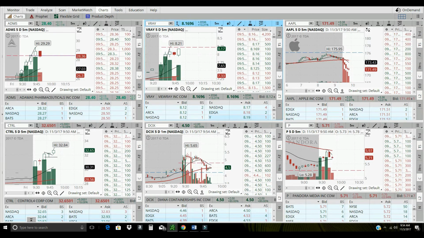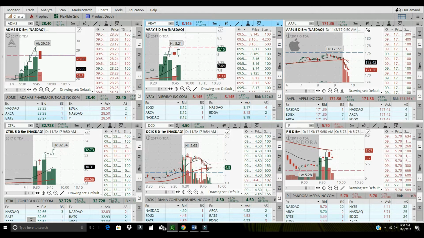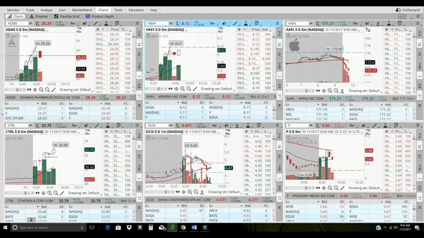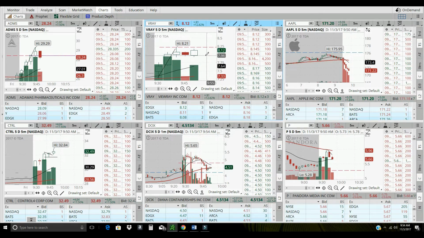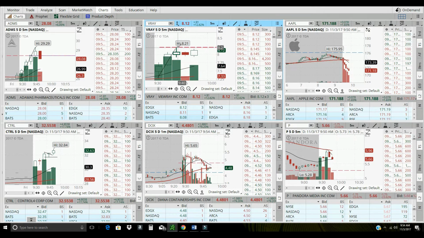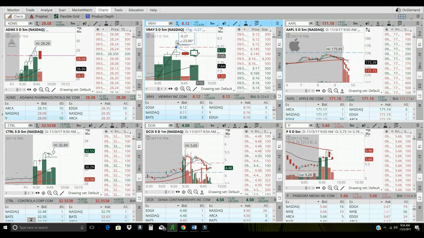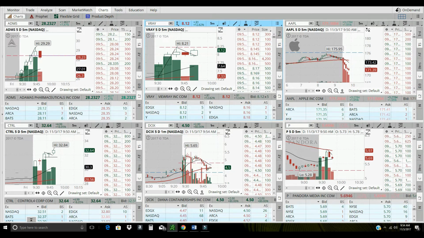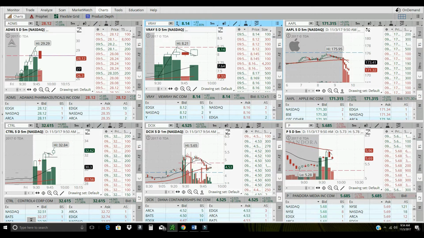Go ahead and sell the piece. And sell 250 shares at 32.73. Still got 750 left. CTRL is looking good. VRAY is looking good. Here's the pullback. Increase volume. Take a long position. So I'm gonna buy about 3,000. See what it can do.